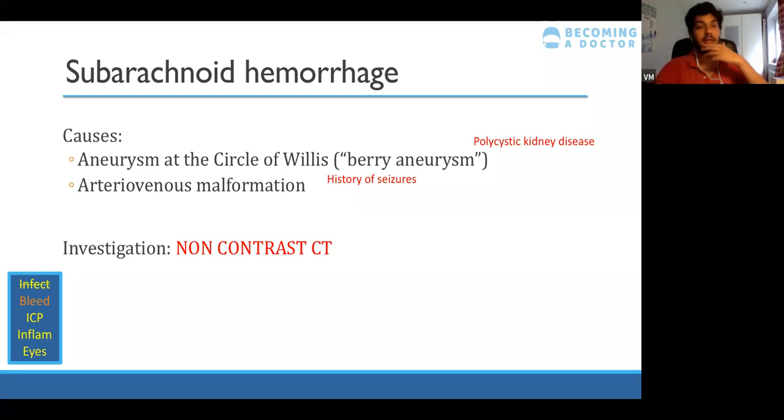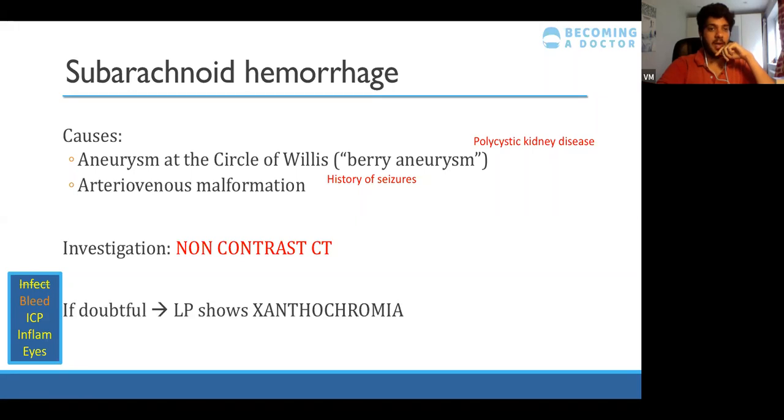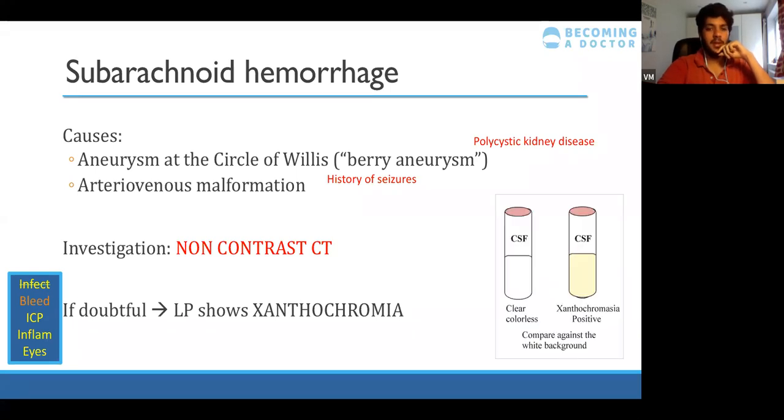In terms of clinically approaching a subarachnoid hemorrhage, the most important investigation you need to do urgently is a non-contrast CT. That will tell you if there's a subarachnoid hemorrhage. And if doubtful, you can do a lumbar puncture. I don't think this is really done that much, but the lumbar puncture shows xanthochromia, which is basically a yellowing of the CSF. So subarachnoid hemorrhage is mainly caused by aneurysms. Investigation, most important is a CT, if not do an LP.